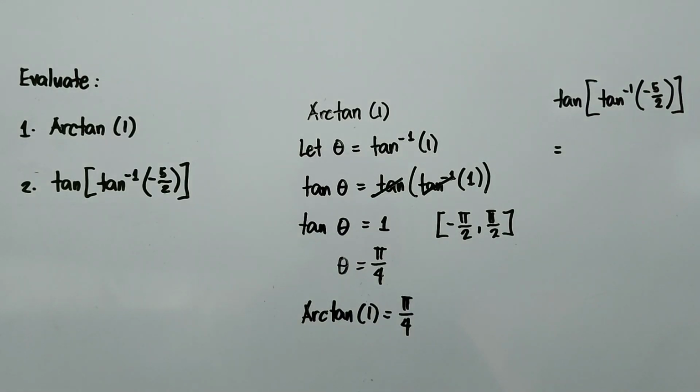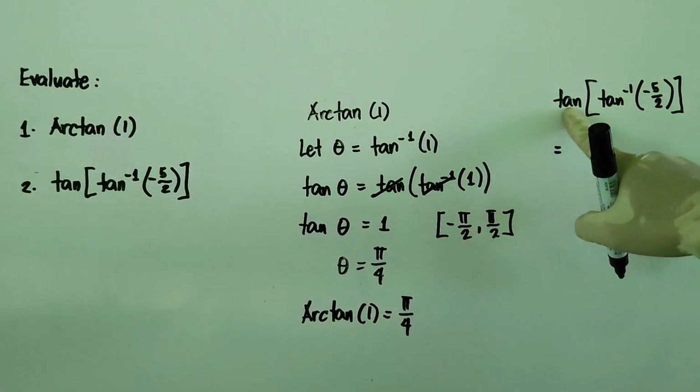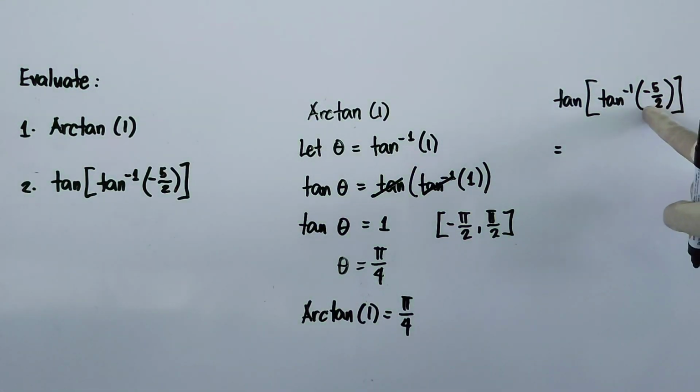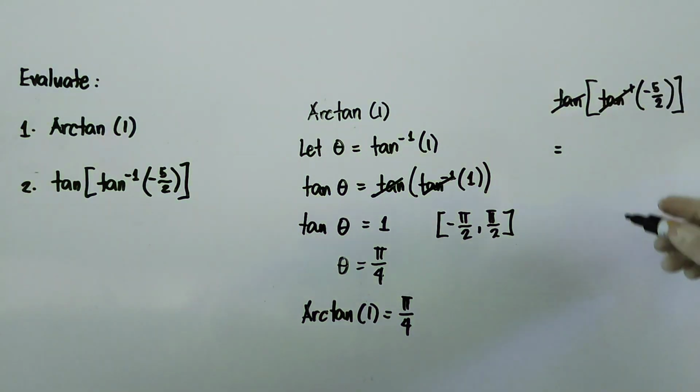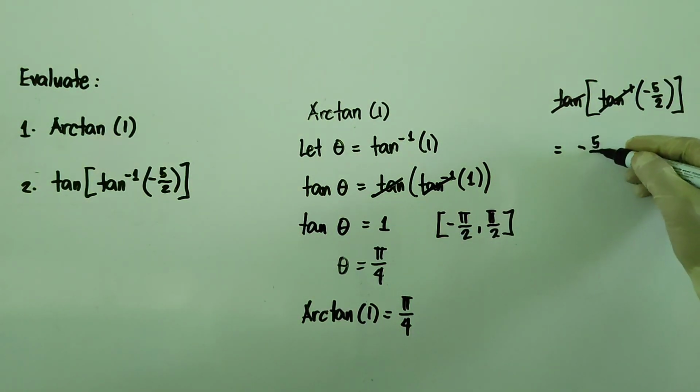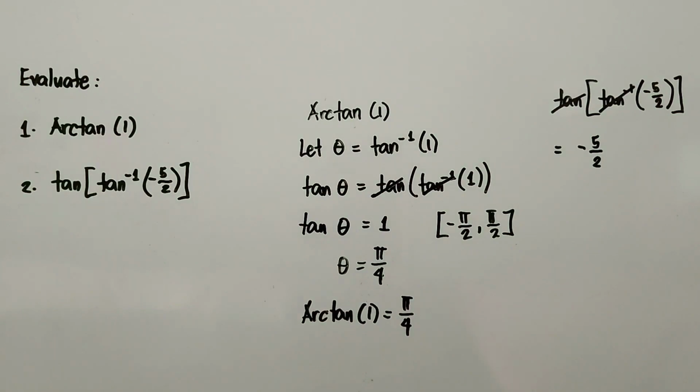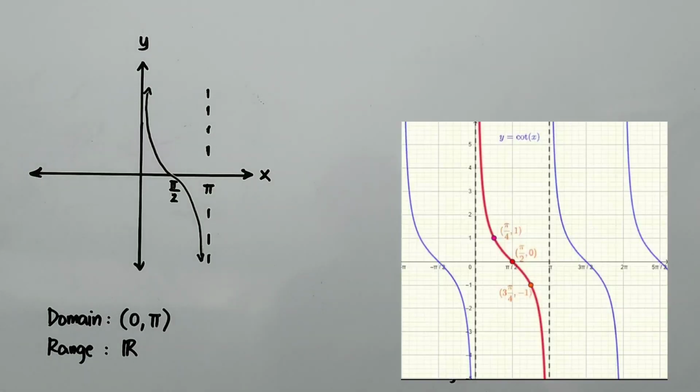We will now proceed to the second given, the tangent of the arctan of -5/2. Remember, the tangent and the arctan are inverses, so we can cancel that out. Therefore, the answer here is -5/2.